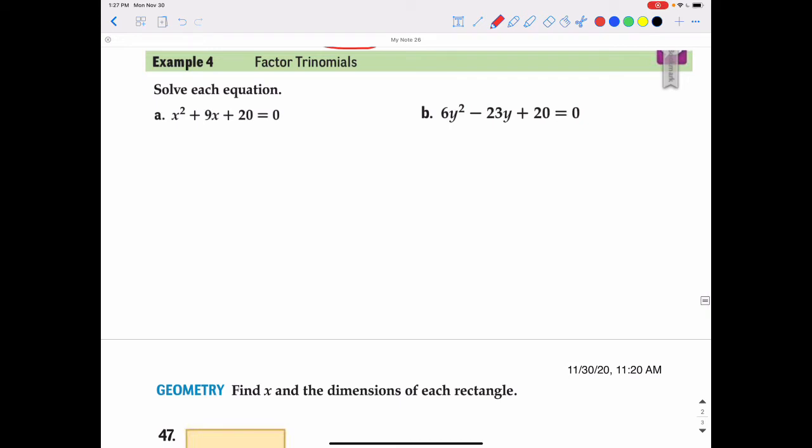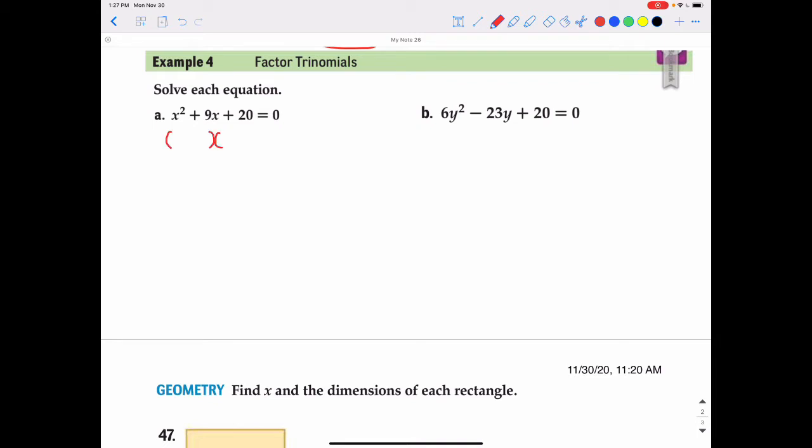First off, is this ready to be factored? Yes, it is, because it is set equal to 0. We know it needs to be factored because it has an x squared in it. It's a quadratic equation. If it didn't have that x squared in it, you would just solve it like you did in Algebra 1. So we are going to factor this.